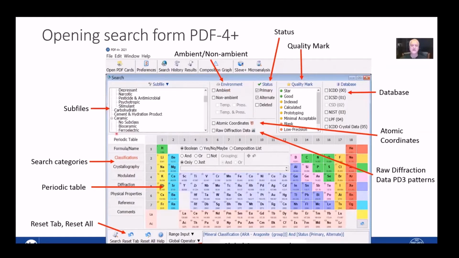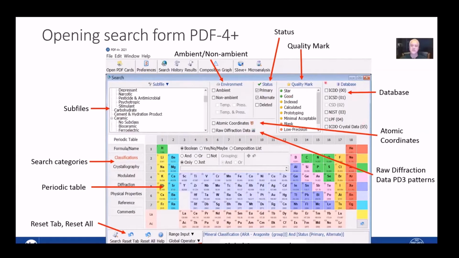We have different subfiles that you can search. Of course, the periodic table. We can search for patterns that have raw data in them, atomic coordinates. An important part, as I mentioned earlier, the different databases we have available. That's part of PDF4 Plus.